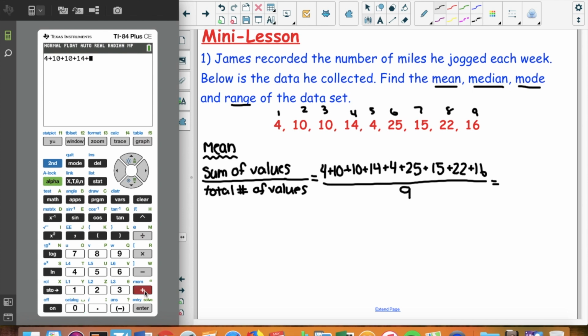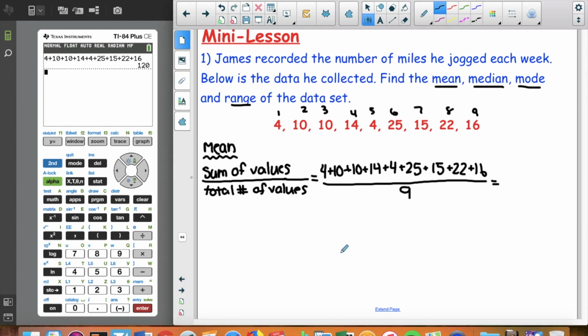14, 4, 25, 15, 22, and 16. And we get 120. So the sum is 120, and we're dividing that number by 9. So the mean is going to equal whatever number this is.